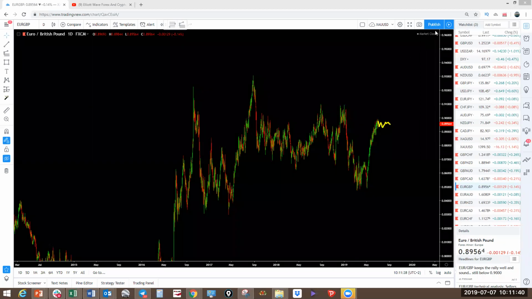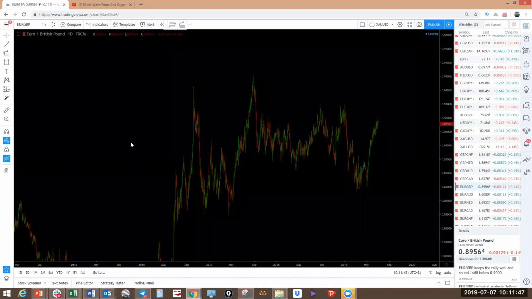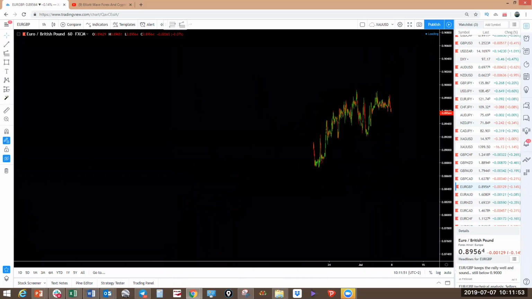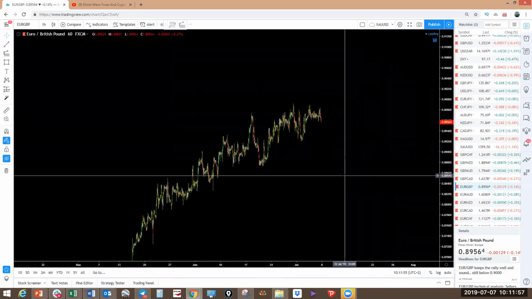Now, if you look at this here, it looks like it's going to have a bit of a pullback on the 1 hour. Let's go 1 hour. So now that is not going to be a reversal. It may just give you a corrective structure. Let's have a look there.